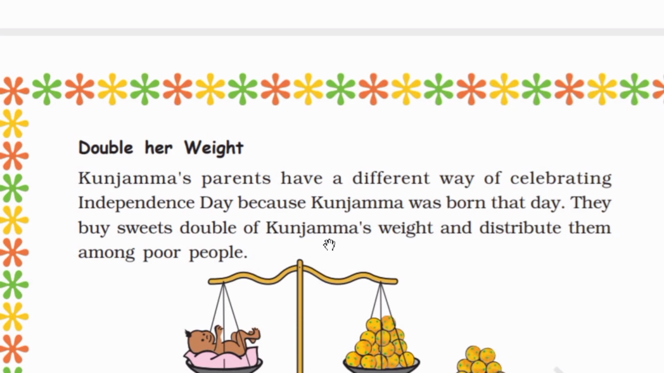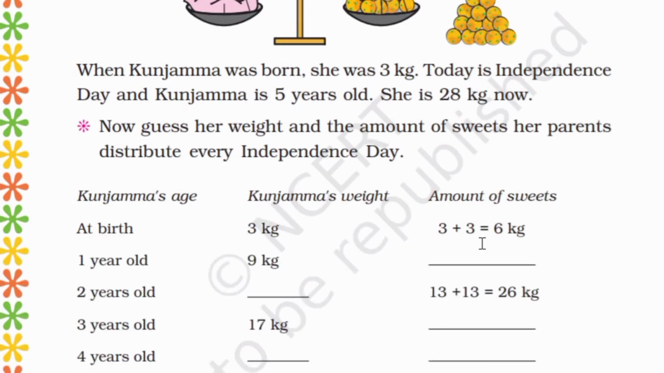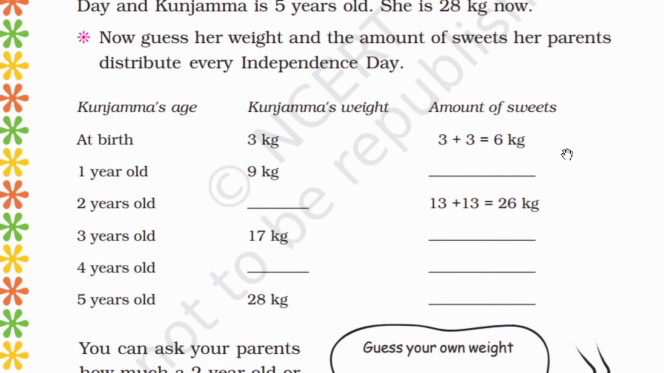They buy sweets double of Kunjama's weight. Okay. So 3 plus 3, 6 kilograms. Now 1 year old, 9 kilograms. Okay. So 9 plus 9, 18 kg. Now next, 2 years old.